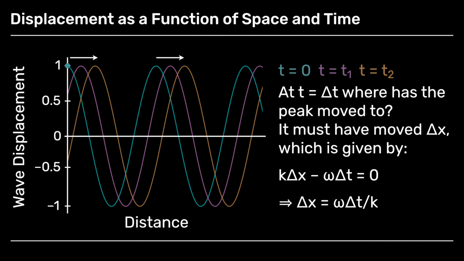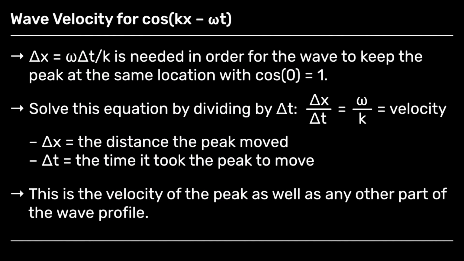Well, that's an easy equation to solve. delta x is omega delta t divided by k. And here you see it shown explicitly on the graph through the red arrow showing the motion of the peak. So delta x equaling omega delta t over k is needed in order for the wave to keep the peak at the same location, the peak, as it moves, with cosine of 0 always equal to 1.